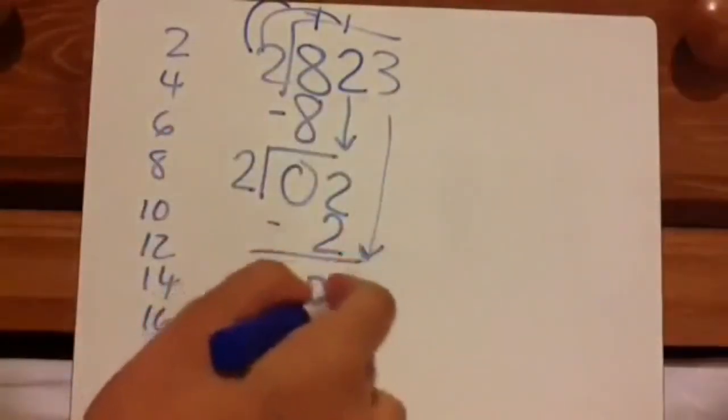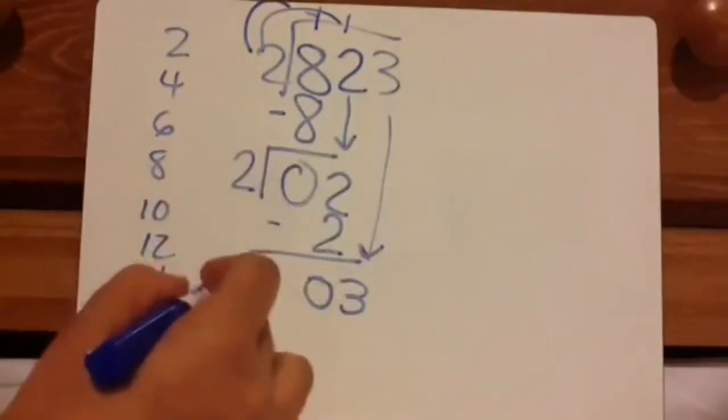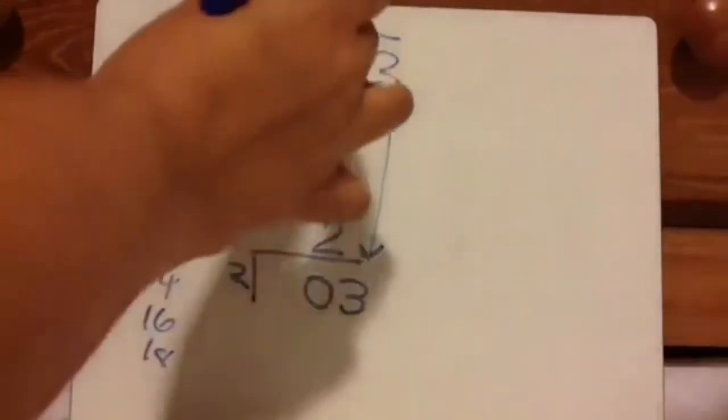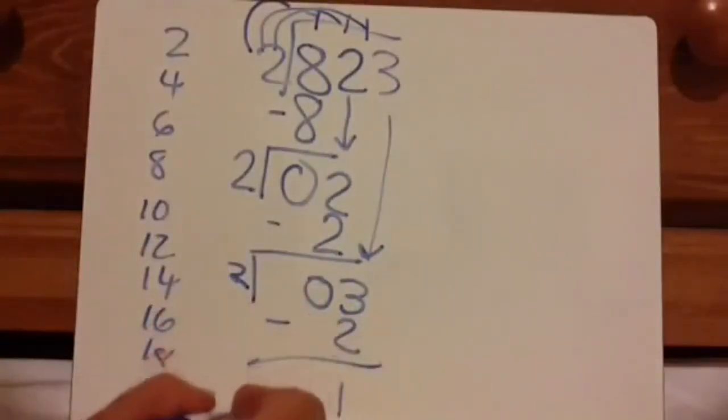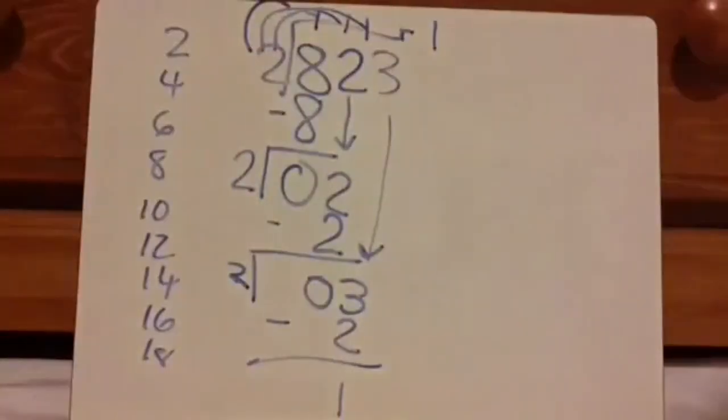Bring down the 3. 3 divided by 2. 3 divided by 2 is 1. 1 times 2 is 2. 3 minus 2 is 1. So my answer is 411, remainder 1. This is really easy. You just have to keep following the pattern. Make sure you do the steps in order. Make sure you put the numbers in the right spot.